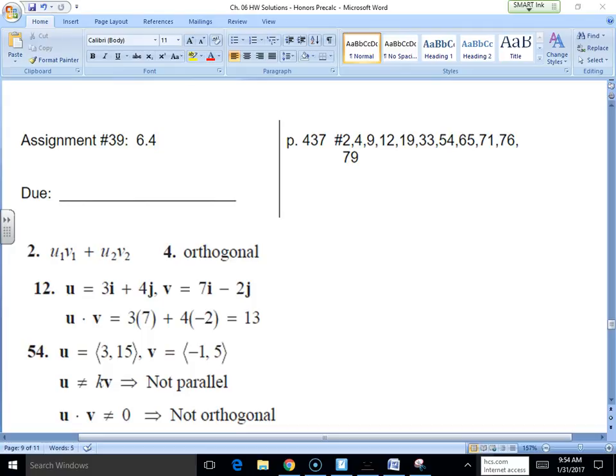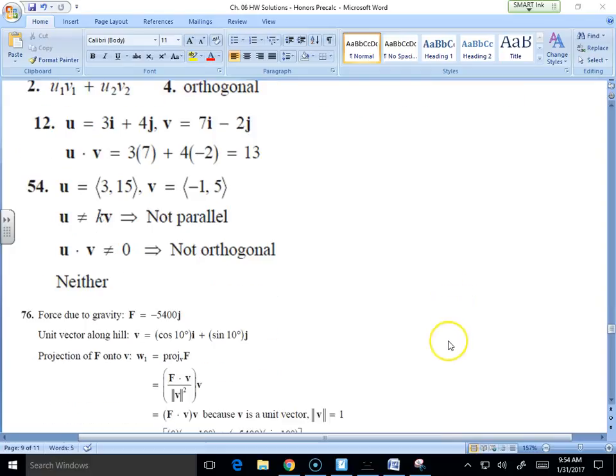Jay, wait, do you put vector arrows? Yeah, you know us. Mm-hmm. Dot product 13. I do know you. 13. All right, number 54. Oh, 54. Not. Neither. Wait a minute.